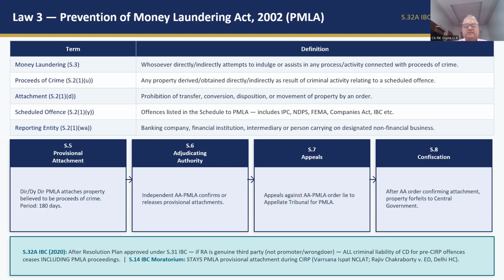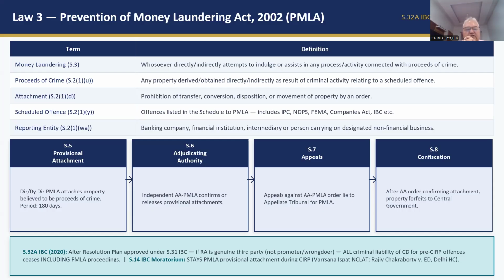Any property which is derived or obtained directly or indirectly as a result of criminal activity relating to a scheduled offence, right? Attachment, prohibition of transfer, conversion, disposition or movement of property by an order. And who can order attachment? Section 5 talks of the provisional attachment. So here a director or deputy director under the Prevention of Money Laundering Act attaches the property which is believed to be proceeds of crime, and the period of provisional attachment is 180 days.